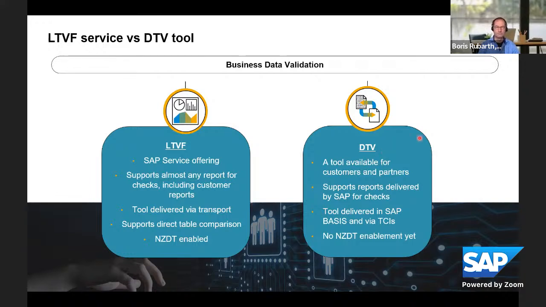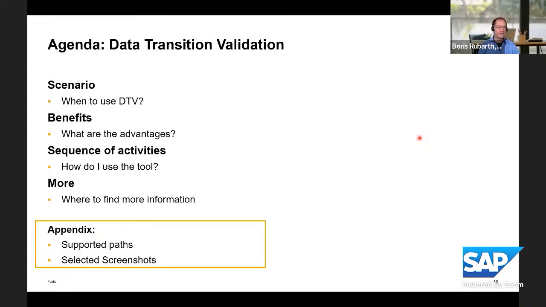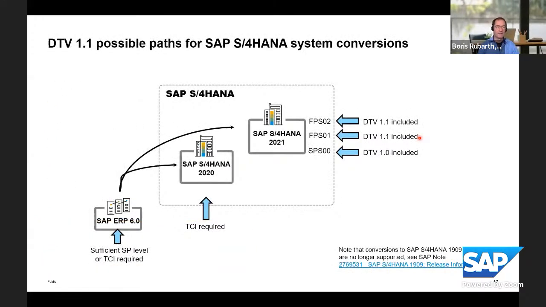Now, something else in the appendix is the supported path. That brings us to the numbering of DTV. So DTV 1.0 was obviously the first one that was delivered. DTV 1.0 was delivered with the initial shipment of SAP S/4HANA 2021. That means with DTV 1.0, you can use the tool for a conversion to 2021 or higher.